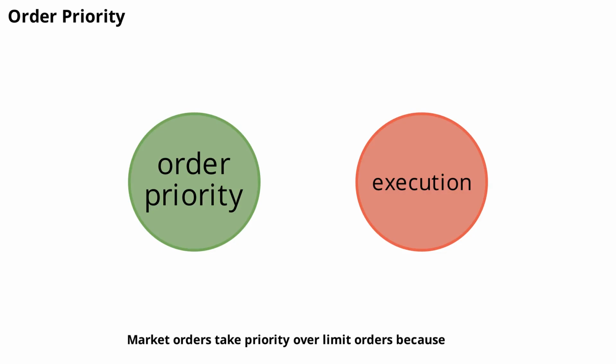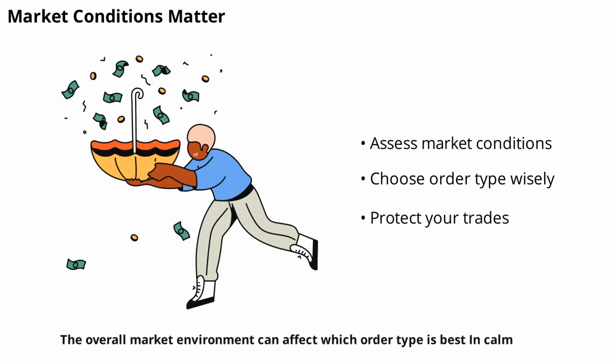Market orders take priority over limit orders because they're executed immediately at the best available price. The overall market environment can affect which order type is best. In calm, stable markets, market orders are usually safe. In volatile or thinly traded markets, limit orders offer more protection. Always consider current conditions before choosing your order type.